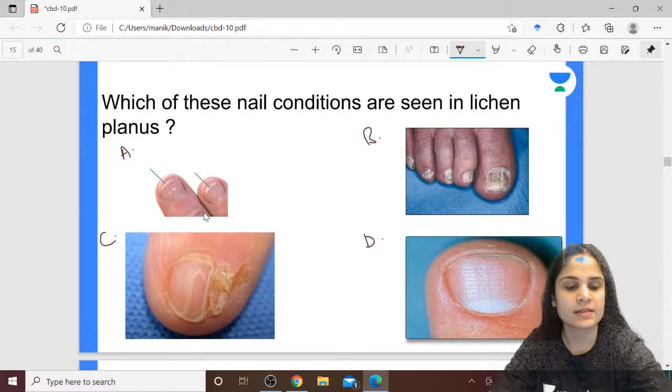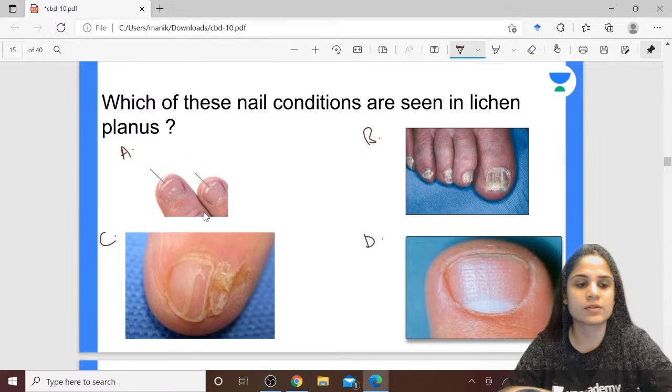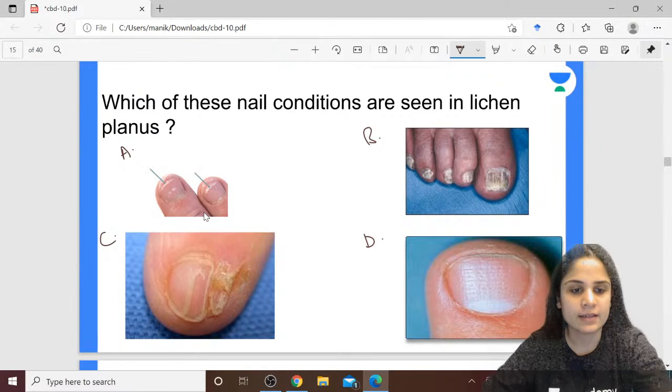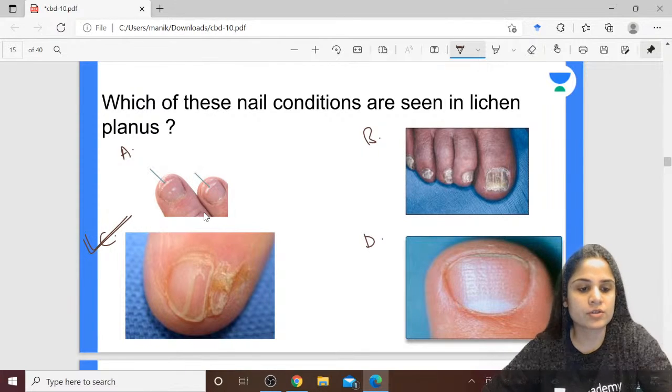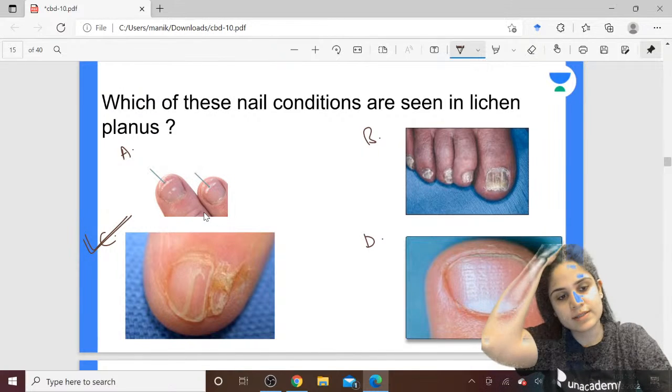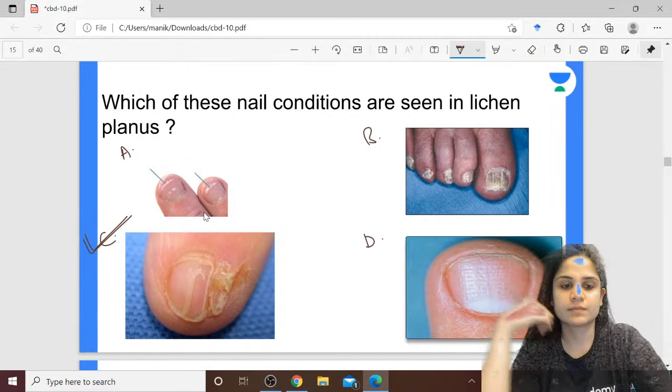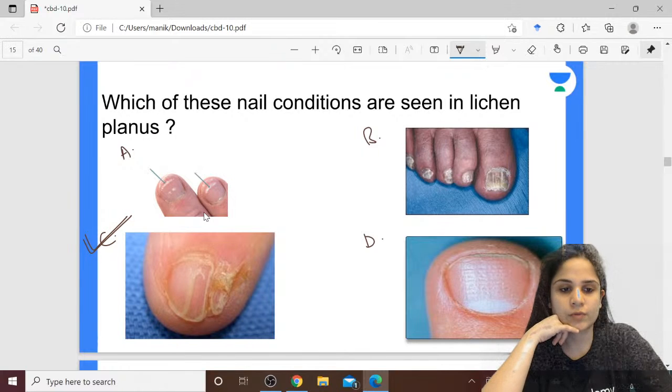Okay, so Nimesh is saying answer is C, Nan, PK and Kartika are also saying C. Absolutely correct, that is correct. So in lichen planus, the condition that you see is C. So can you guys tell me what is the condition that you see in C? Yogesh is also saying the same, very good. So what is A, what is B, what is C, what is D guys? What are all four of them?